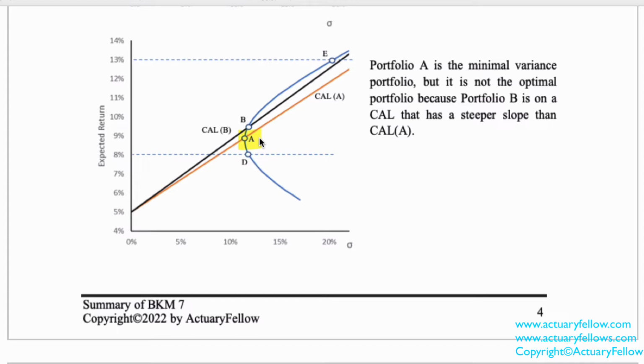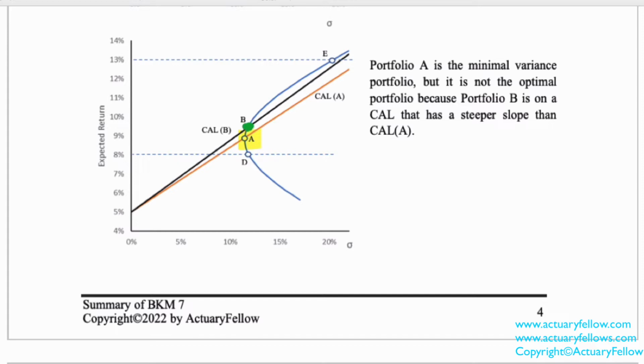The CAL, which is the orange line going through point A, represents different combinations of minimum variance portfolio and risk-free asset. But it's not the optimal portfolio because we can draw another CAL with point B with a higher slope.